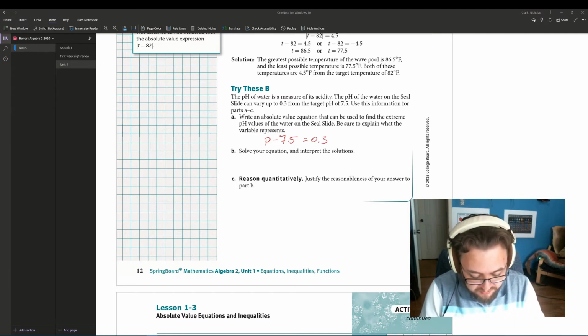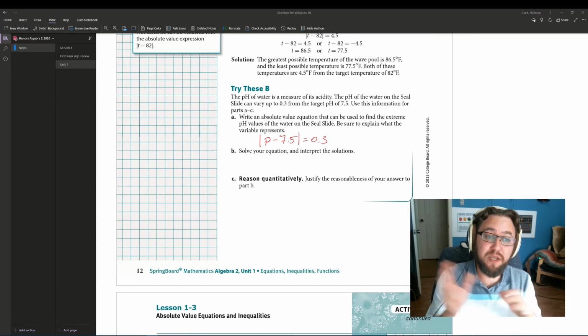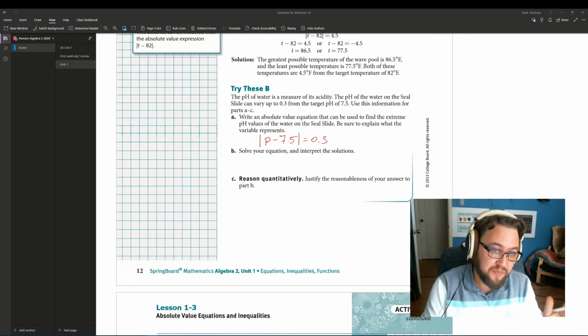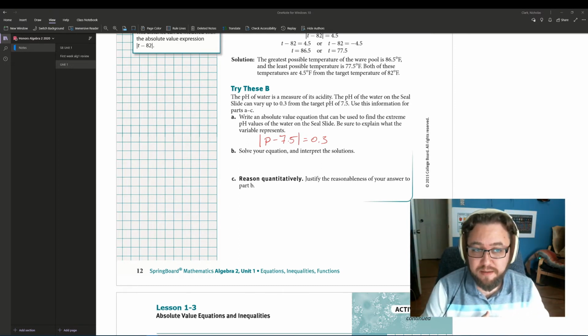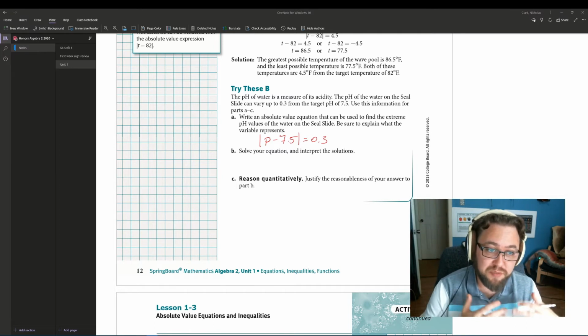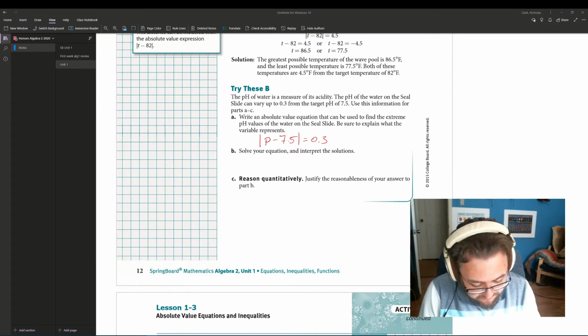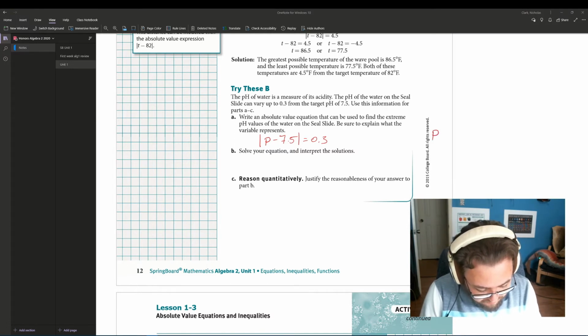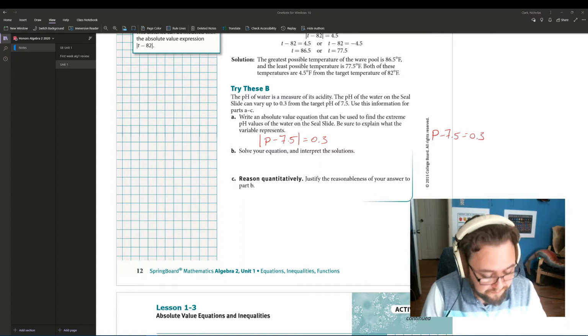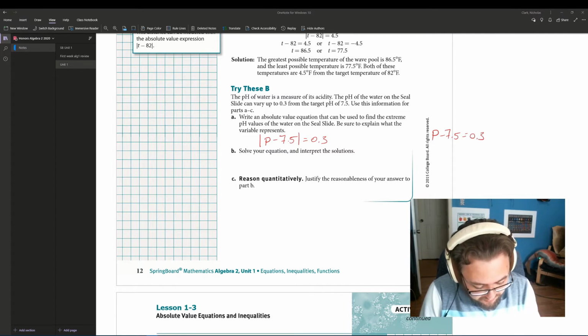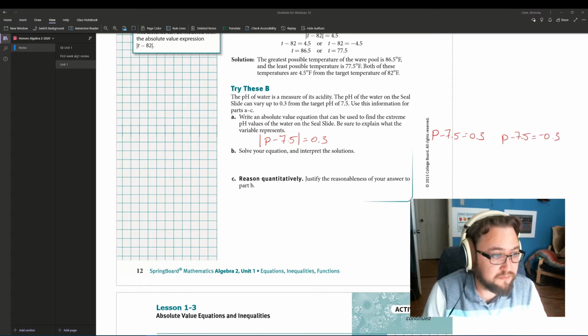But I'm going to put the absolute value in here because it could go either way. It can be bigger or it can be less. So what we're going to do is take this and solve it just like we did before, splitting it into two problems. I'm going to do this off to the side. P minus 7.5 equals 0.3, and P minus 7.5 equals negative 0.3.